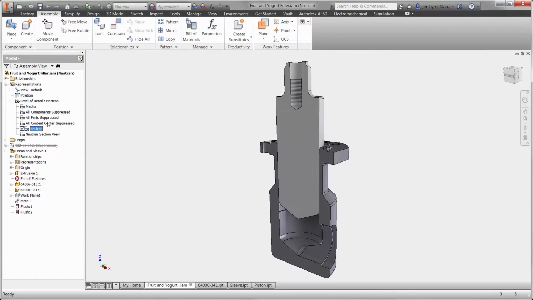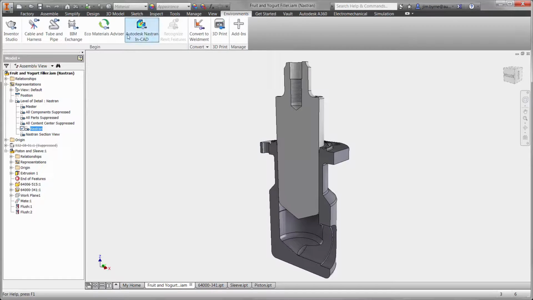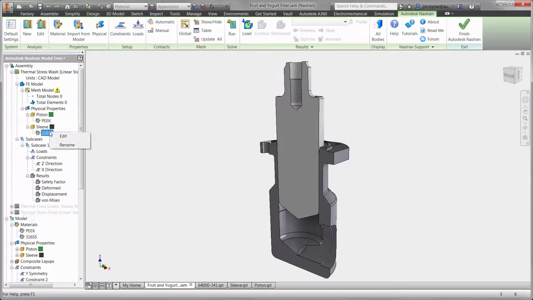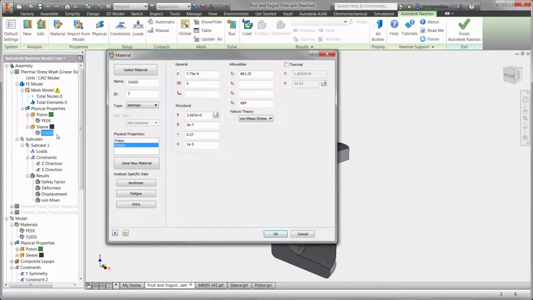You can see in this cross-section we have a piston and sleeve made from two different materials. PEEK is used for the piston, which is a thermoplastic polymer, and stainless steel is used for the sleeve. The material properties come directly from the CAD design and contain all the information we need for the analysis. We have the conduction, specific heat, as well as thermal expansion coefficient. We are also given elastic modulus for thermal stress studies, which can be made temperature dependent for high fidelity.